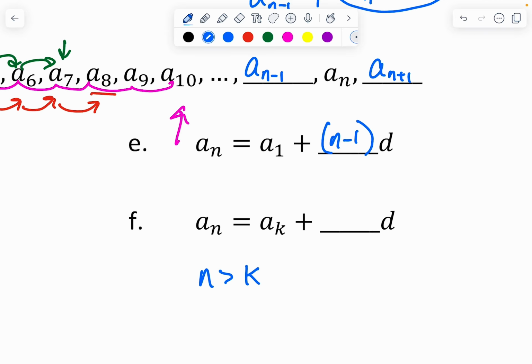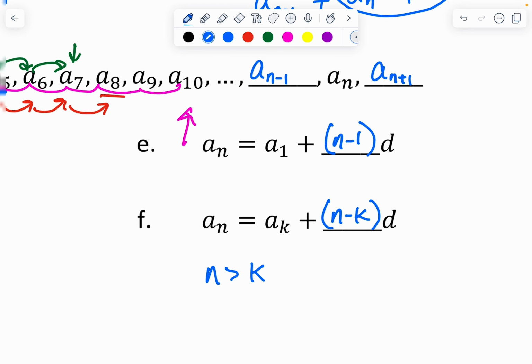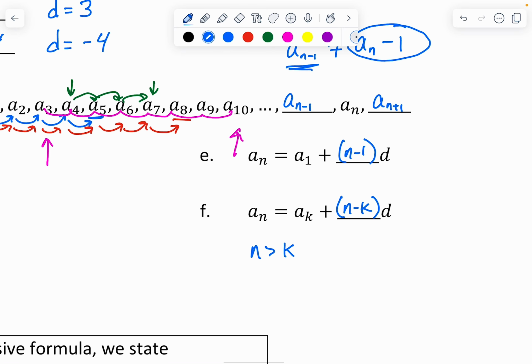Now let's say I want the nth term, and let n be bigger than k, and I'm at the kth term. So this is saying I'm at any random term anywhere in my sequence. If I want to get from there to the nth term, I have to add my common difference n minus k times. These two actually become formulas that we can use for arithmetic sequences.